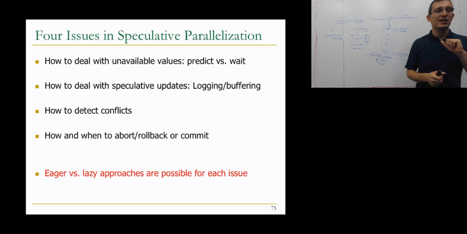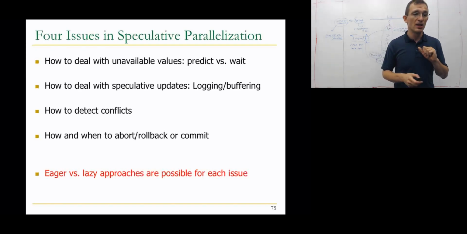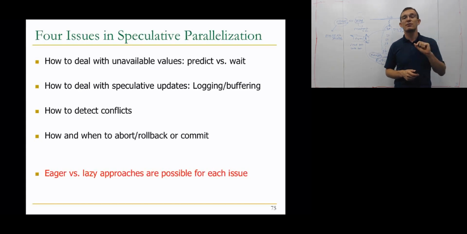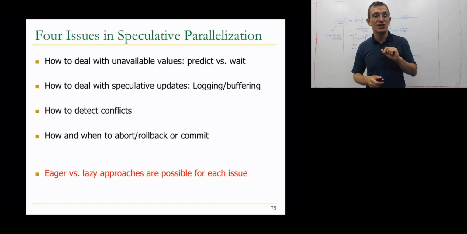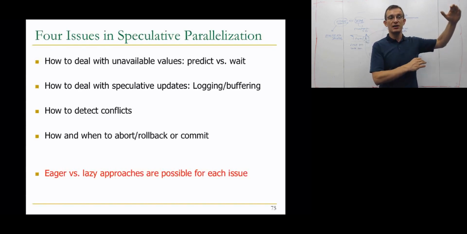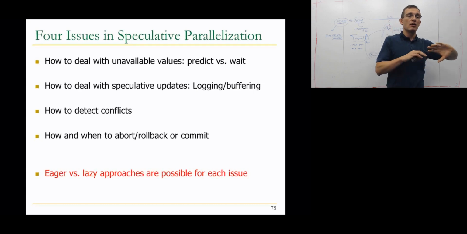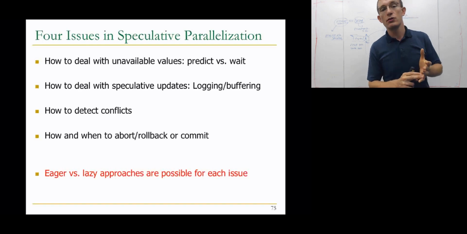So let's go back to some of the four issues that we've seen in speculative parallelization before. Remember, there were four issues in speculative parallelization, and these are applicable to speculative lock elision as well. These were applicable to speculatively parallelizing a single-threaded program as well. So first issue, how to deal with unavailable values. Do you predict them or do you wait for them?